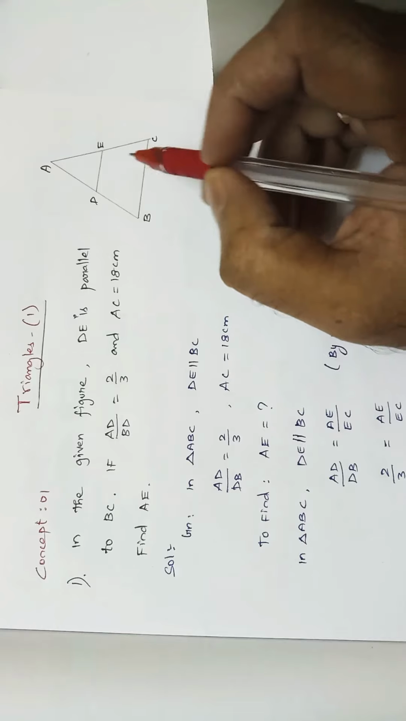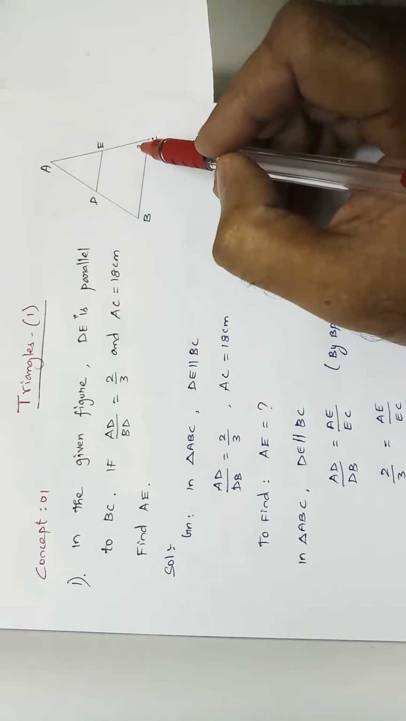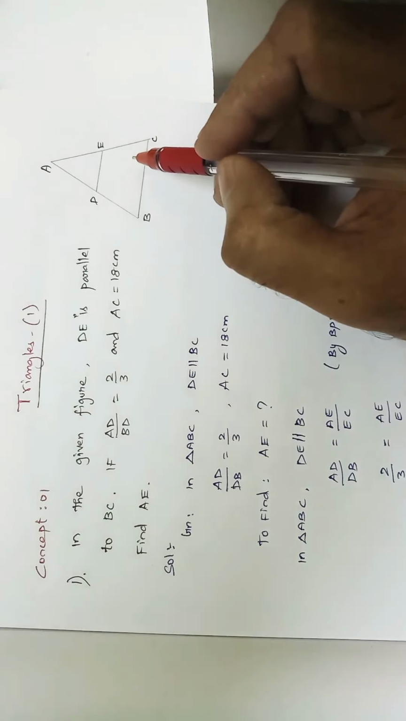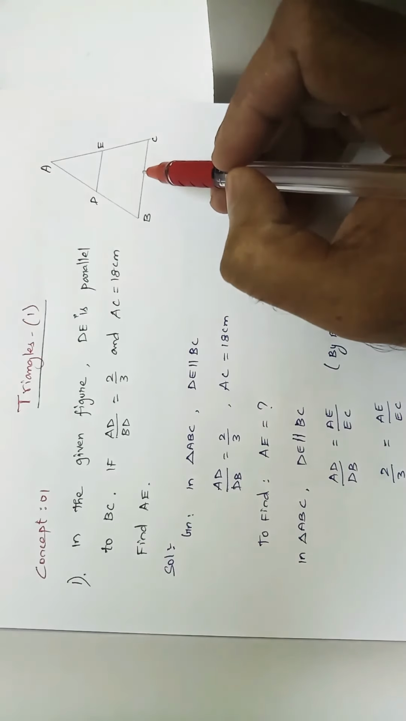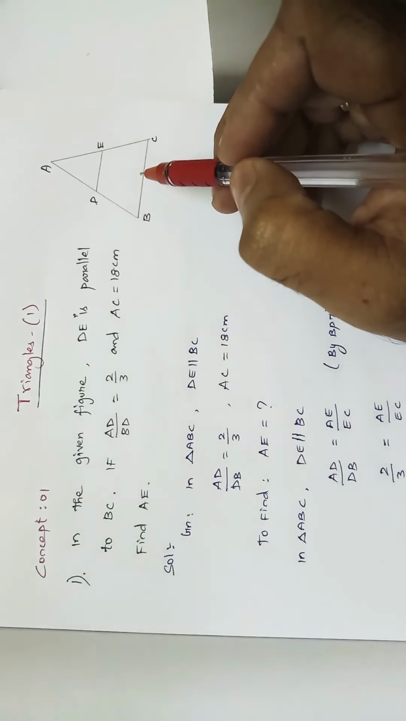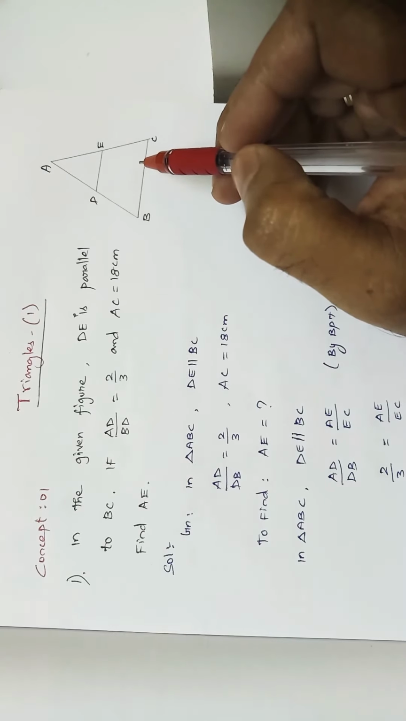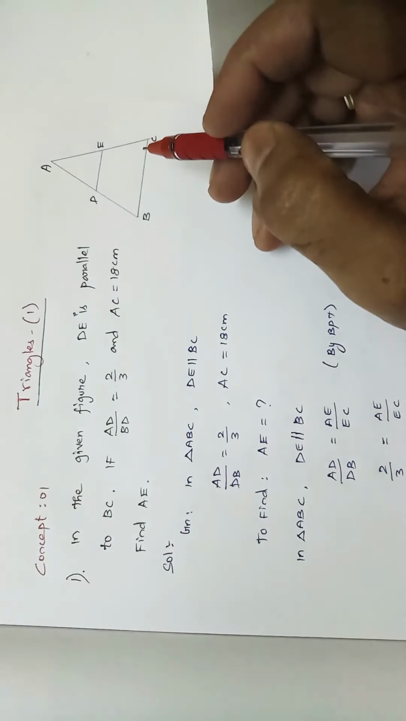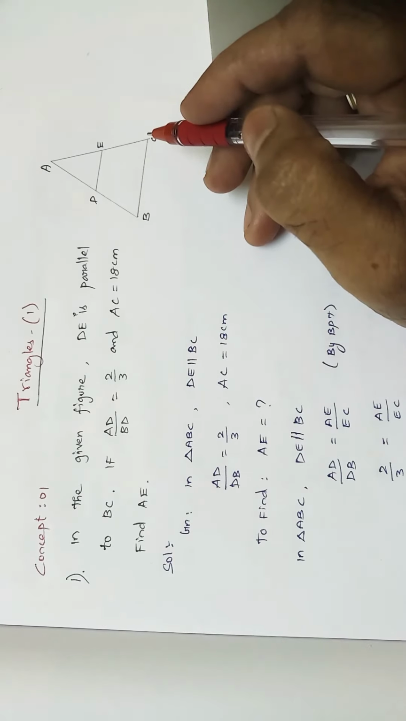The converse of BPT is nothing but, if AD by DB is equal to AE by EC, then DE is parallel to BC. See, BPT and the converse of BPT are vice versa, right? The given will become the proof and the proof will become the given, the same thing only. So with the help of these two properties, we are going to find whatever they ask you to find, right?